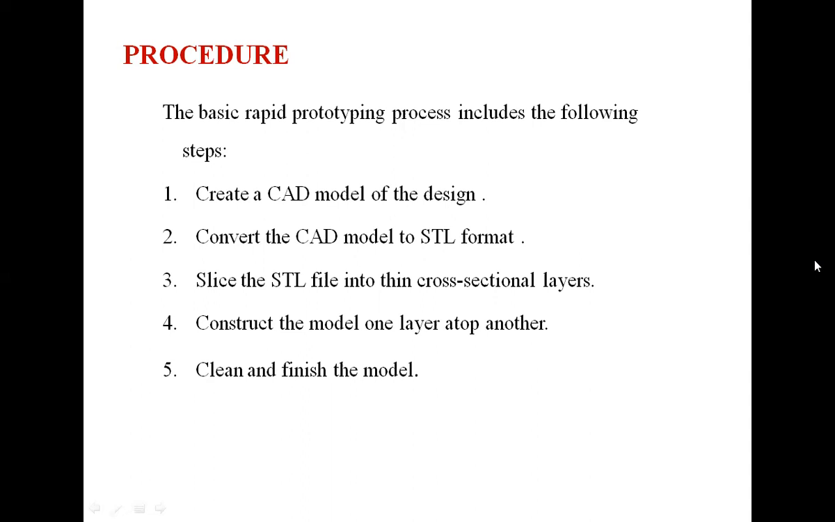We slice the STL file into thin cross-sectional layers. The slicing is done by using the Ultimaker Cura software. And we have to construct the model one layer atop another. Then clean and finish the model. This involves the post-processing process. It means we have to remove the supporting structures and the unwanted structures of the model.